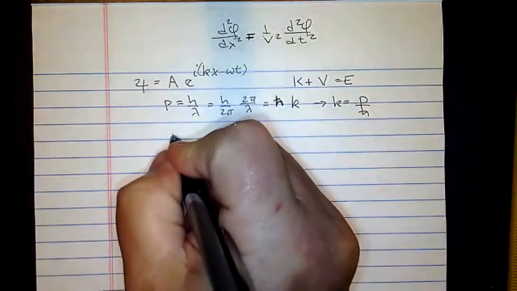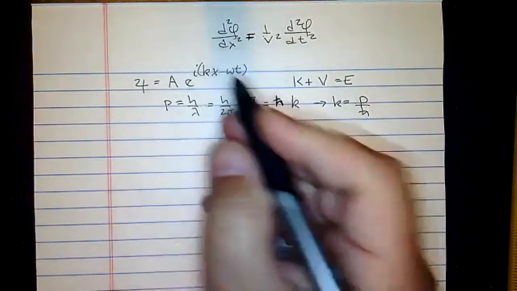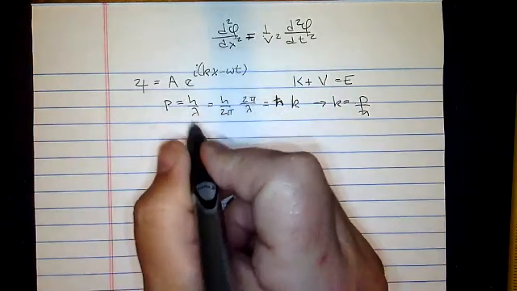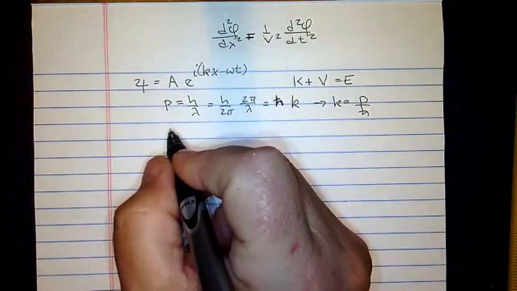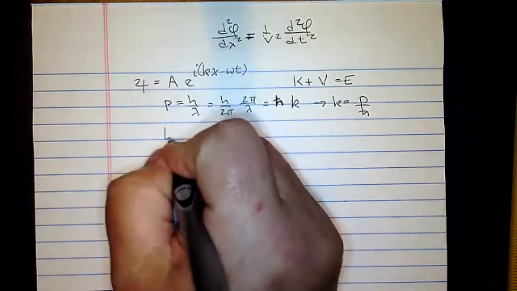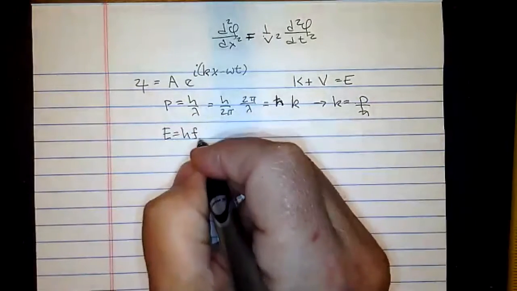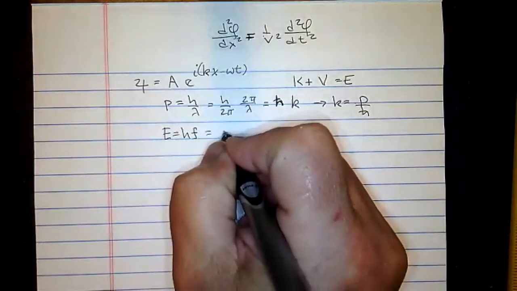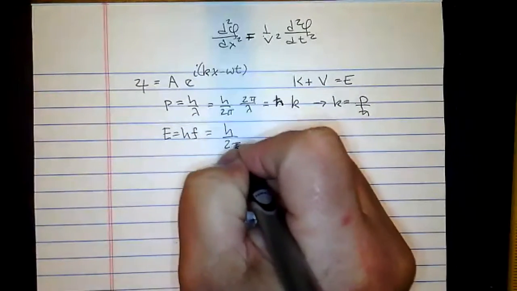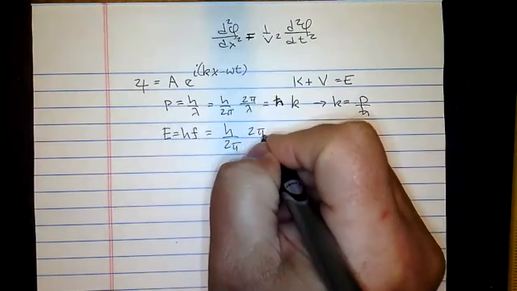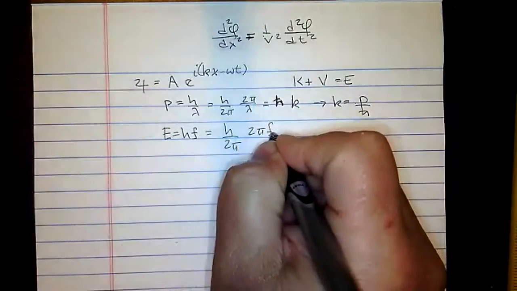Similarly, I have omega, and I remember from the Planck hypothesis that basically Planck said the energy would be an integer times h times f. So we could use the idea of E equals hf. And this time I am going to again divide h by 2 pi, and to compensate for that, I'm going to multiply by 2 pi times the f.